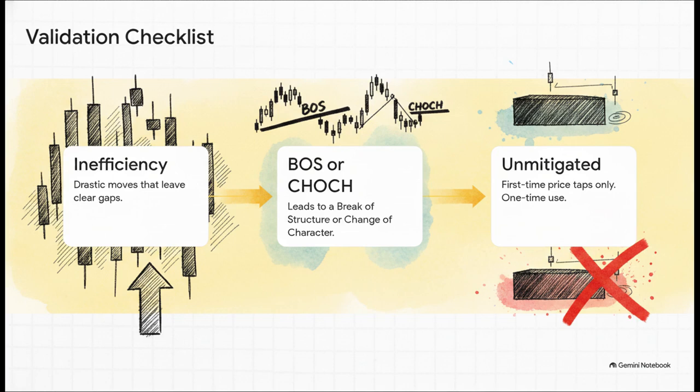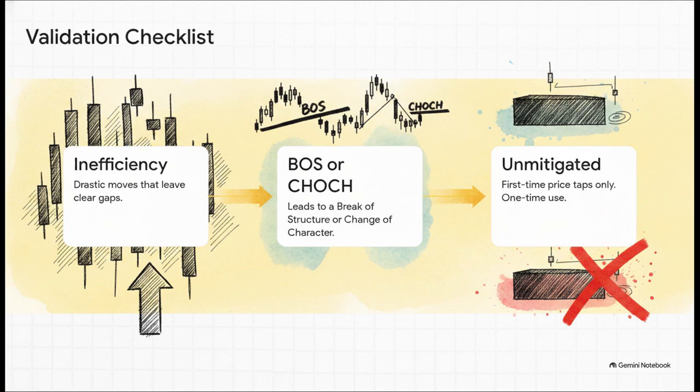So how do we actually validate that footprint? Well, you need this non-negotiable three-step checklist. Step 1, the move has to create inefficiency. We are looking for drastic, violent moves that leave massive, clear gaps between the candle shadows. Step 2, the move has to lead to a break of structure or a change of character. That's the market giving us a huge clue about whether it wants to continue a trend or reverse.